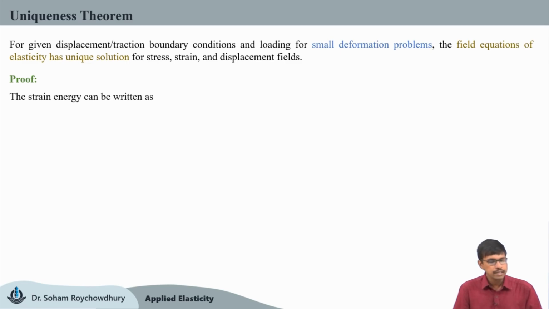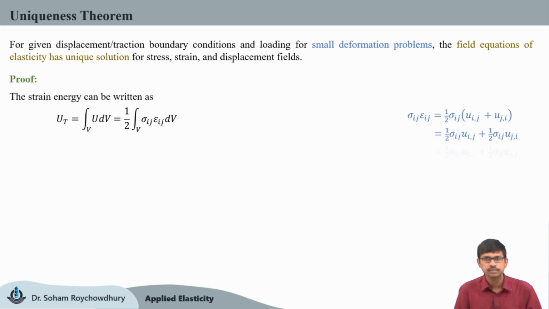Now, using the definition of the strain energy function, the total strain energy of the system can be written as the volume integral of the strain energy density, and strain energy density is defined as half of the inner product of sigma and epsilon. So, half of the integral of sigma ij epsilon ij over the entire volume. This is the total strain energy of the system.